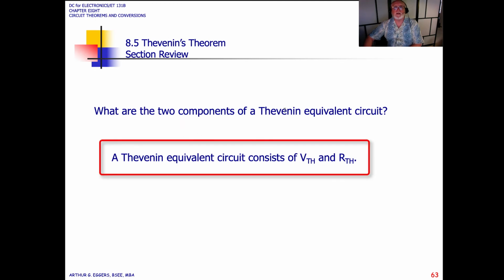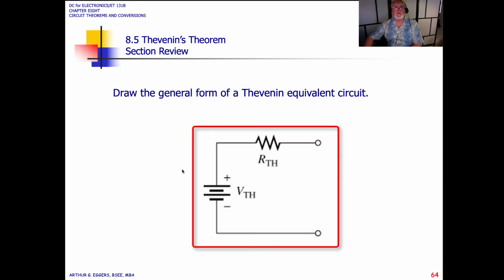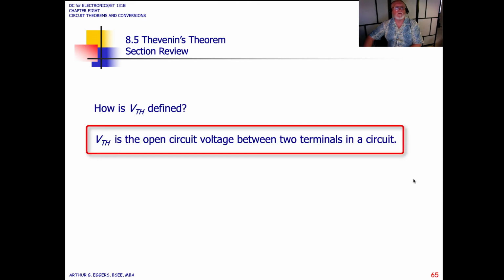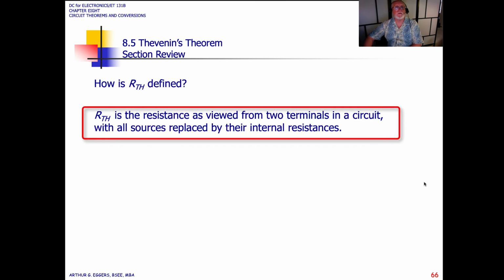So what are the two components of a Thevenin equivalent circuit? Well, they are the Thevenin equivalents, V Thevenin and R Thevenin. The general form, as we've seen every time we've gone through the entire process, is what we end up with: V Thevenin, R Thevenin. How is V Thevenin defined? It's the output circuit voltage between the two terminals in a circuit. How is R Thevenin defined? R Thevenin is the resistance as viewed from the two terminals in a circuit with all the sources replaced with their internal resistances.